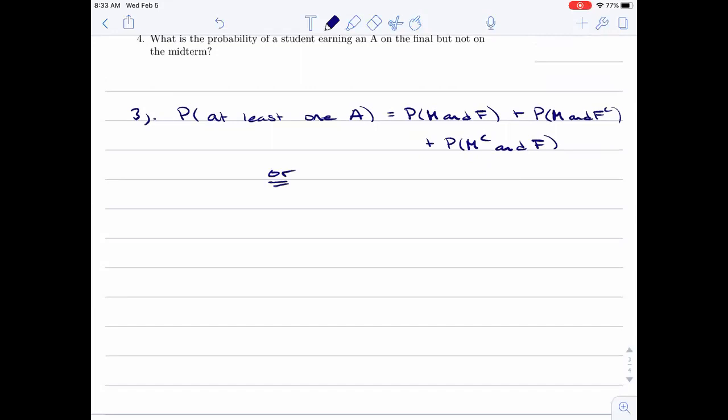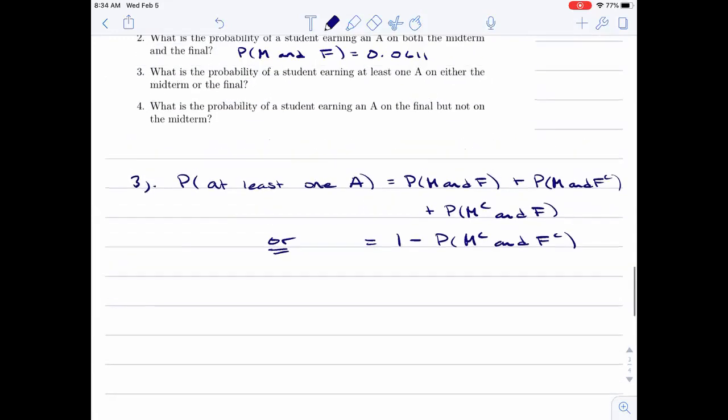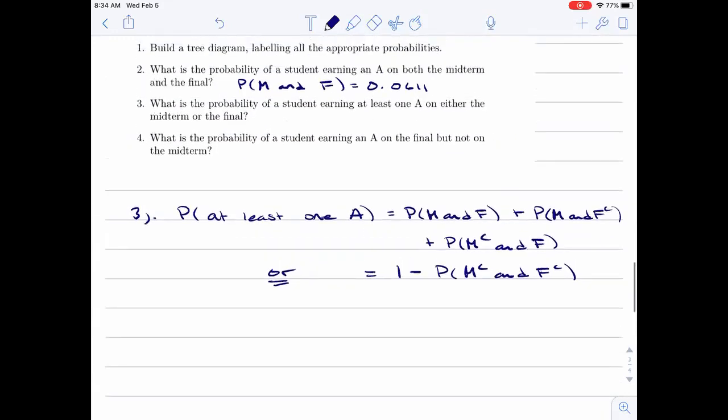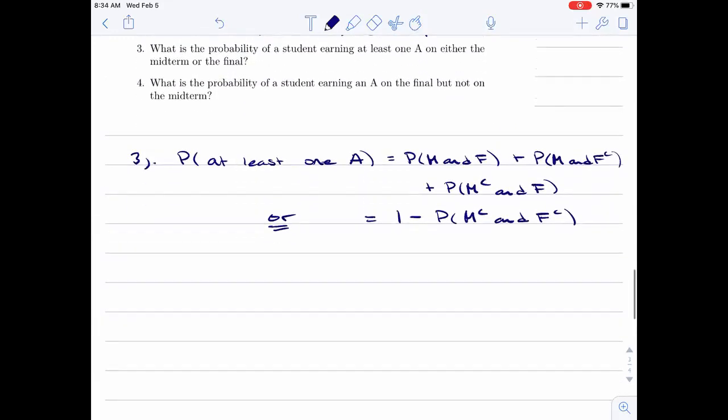Or, if it's easier, you could say 1 minus the probability of not an A on the midterm and not an A on the final. Just depends on what you prefer, right? Do you want to just add the probabilities that satisfy what you're talking about, right? In this case, getting an A on either the midterm or the final.